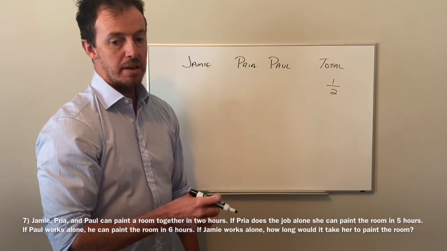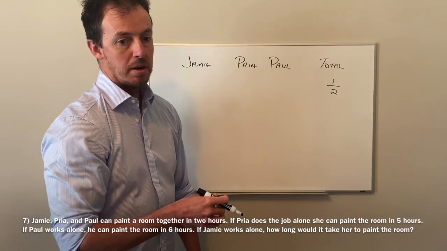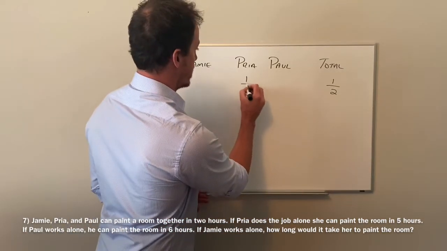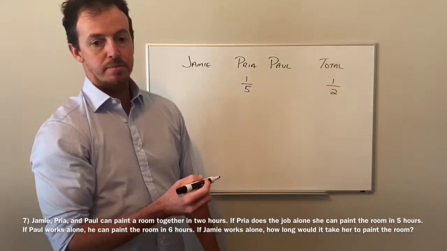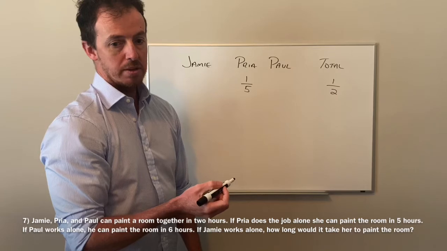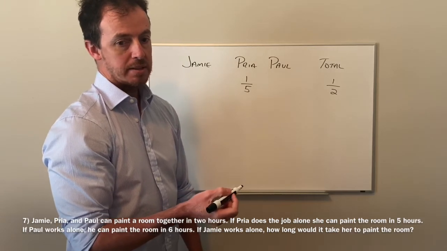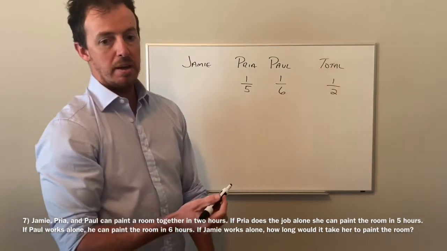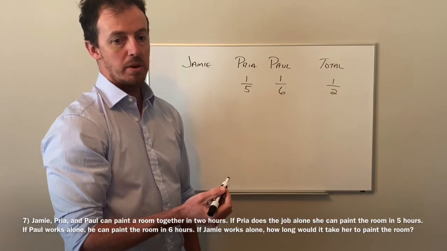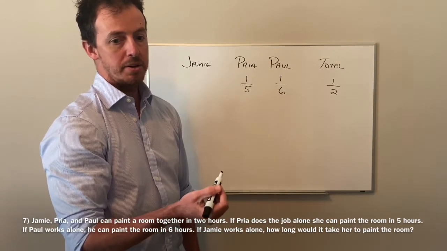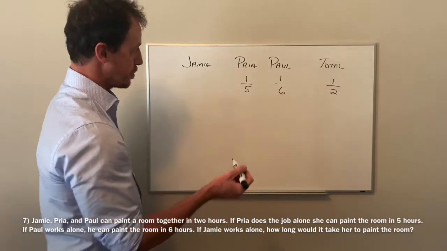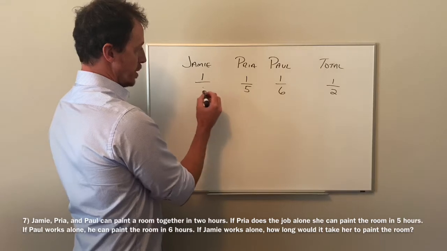It then goes on to say that if Priya does the job alone, she can paint the room in 5 hours. So Priya gets a 1/5. If Paul works alone, he can do it in 6 hours. So Paul gets a 1/6. And then it says, if Jamie works alone, how long would it take her to paint the room? So Jamie's going to be the 1/t.